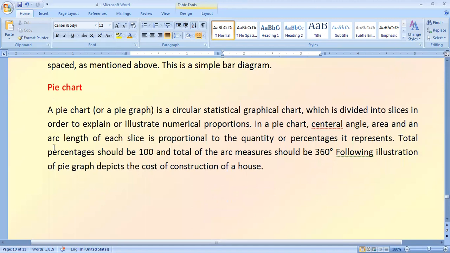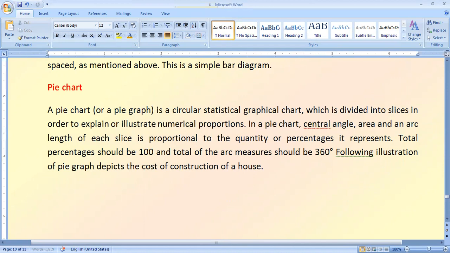Next, pie diagram. A pie chart or pie graph is a circular statistical graphical chart which is divided into slices in order to illustrate numerical proportions. In a pie chart, the central angle, area and arc length of each slice are proportional to the quantitative percentage it represents. The total percentage should be 100 and the total of the arc measures should be 360 degrees.